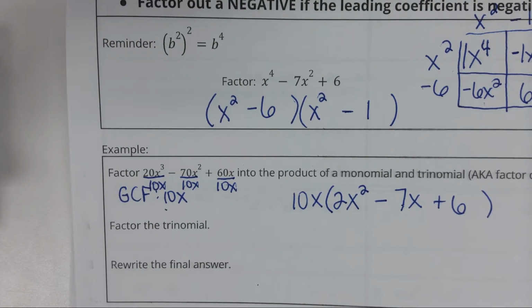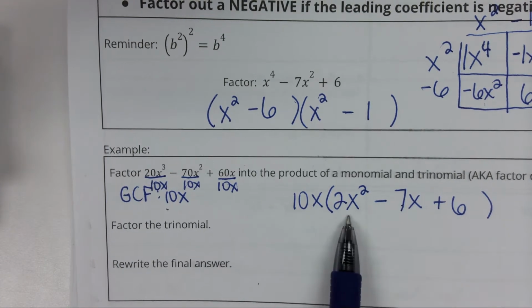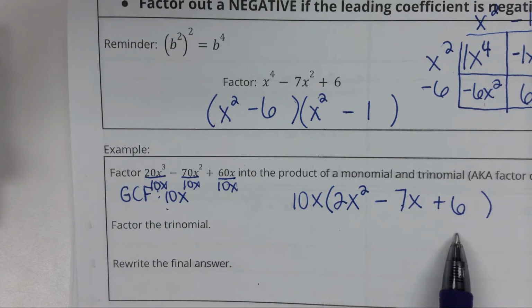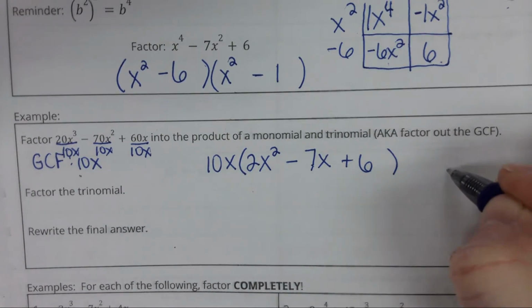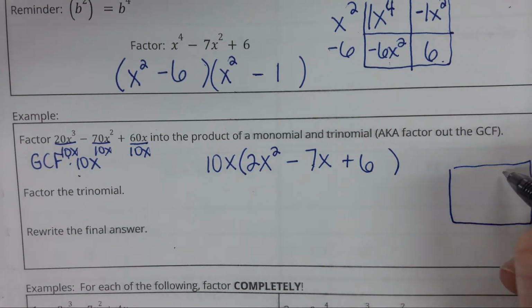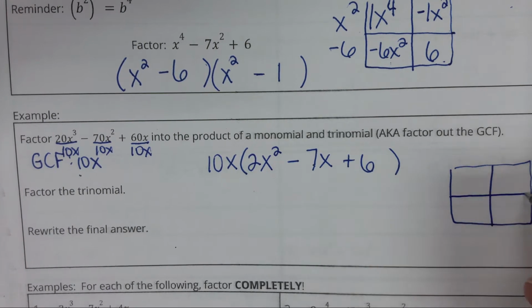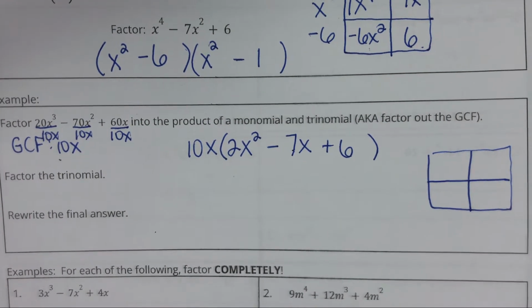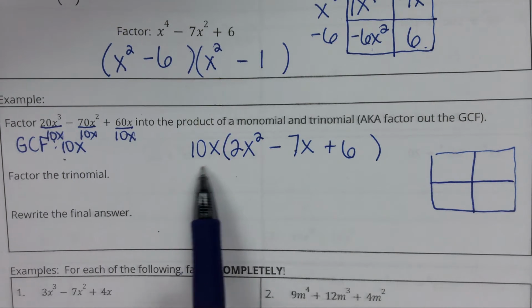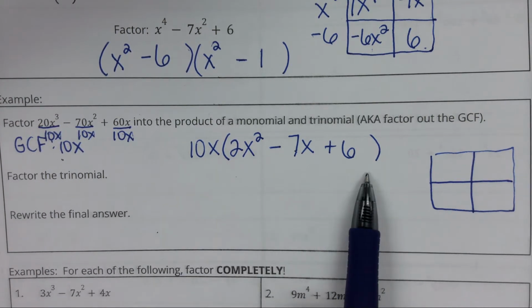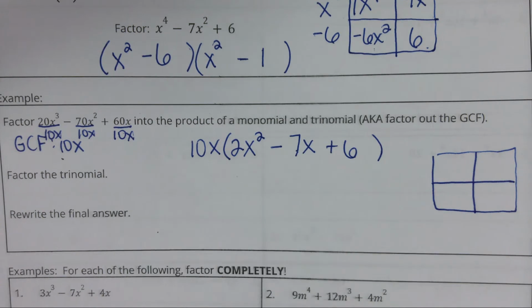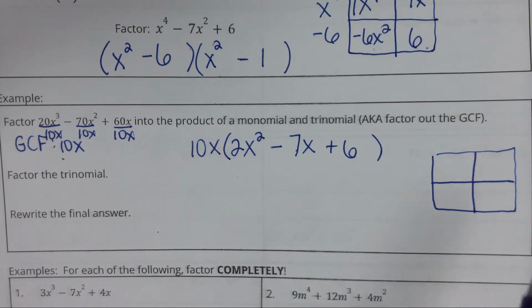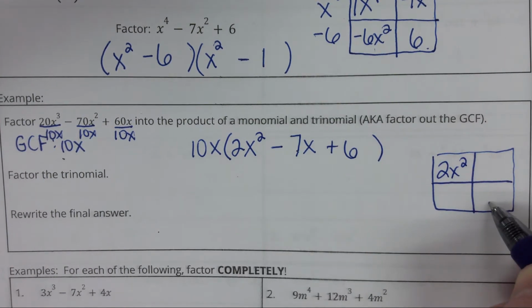Thank you. All right, now, what we're going to do is putting it together. We took the GCF out. We're going to now do box. So I'm not messing with the 10x. It's already gone. What should go in the box? So what should I put there? 2x squared. What goes down here? 6.